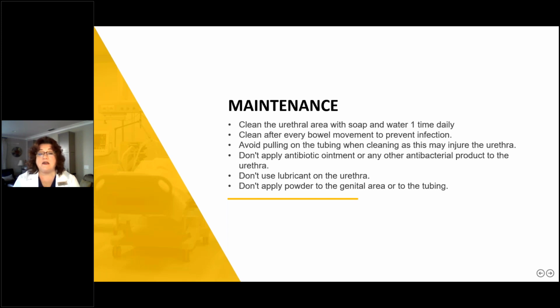We don't like to see a bunch of antibiotic ointment or any other antibacterial product applied to the urethra, and actually lubricant, we don't really want to put that on the urethra either. And that's because of the germs that can get up in there. And also, you don't want to apply powder to the genital area or to the tubing when you're using a long-term indwelling catheter.